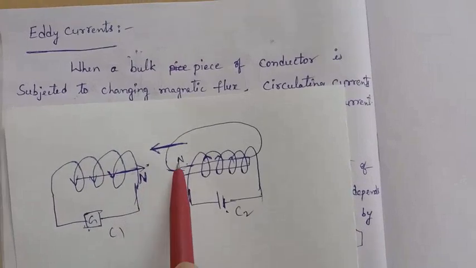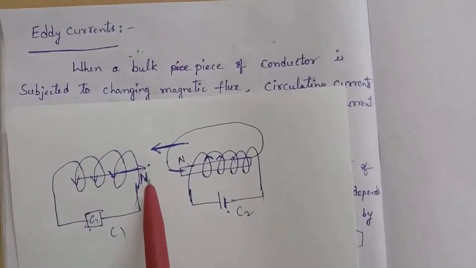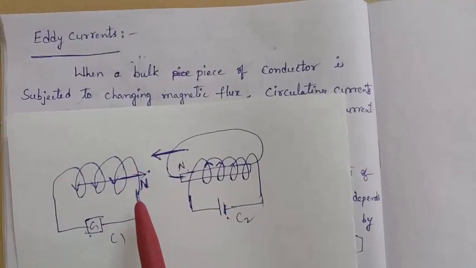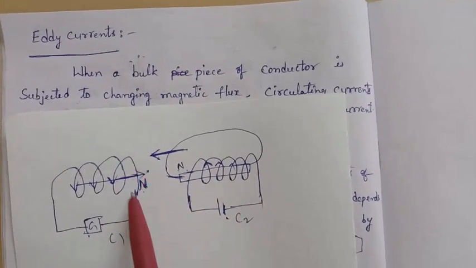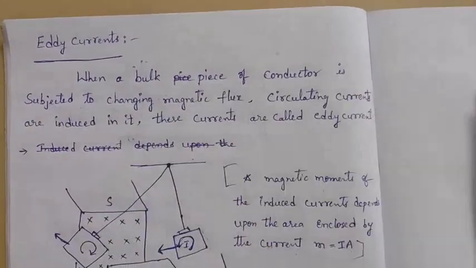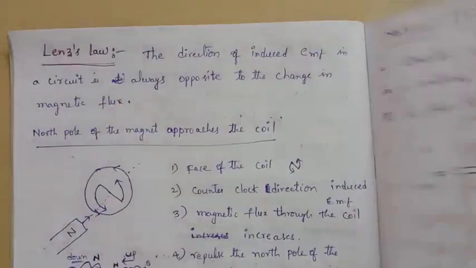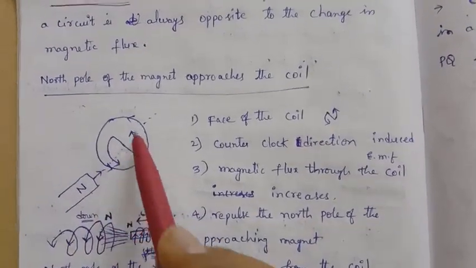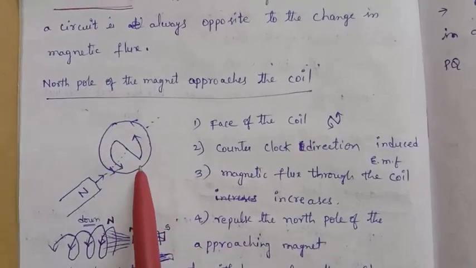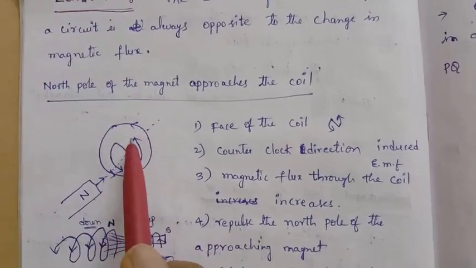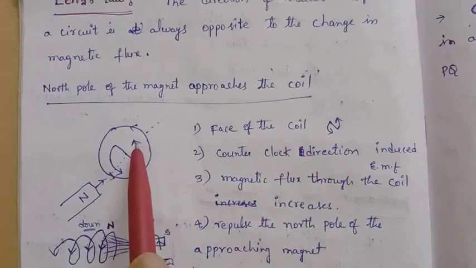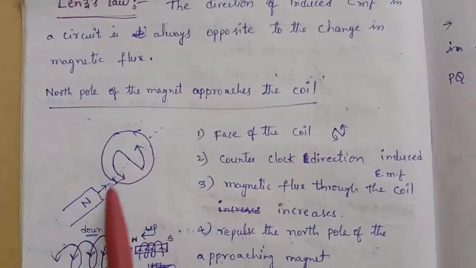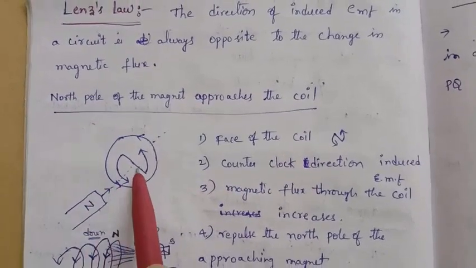So it is N. As in Lenz's law, when the north pole approaches, the face of the coil will be N, opposite. When this north pole approaches, the magnetic flux through this loop increases. At that time the face of the coil will be N, that means it will act as a north pole. So in between these two there is a repulsion. It is a north pole, it is a north pole.